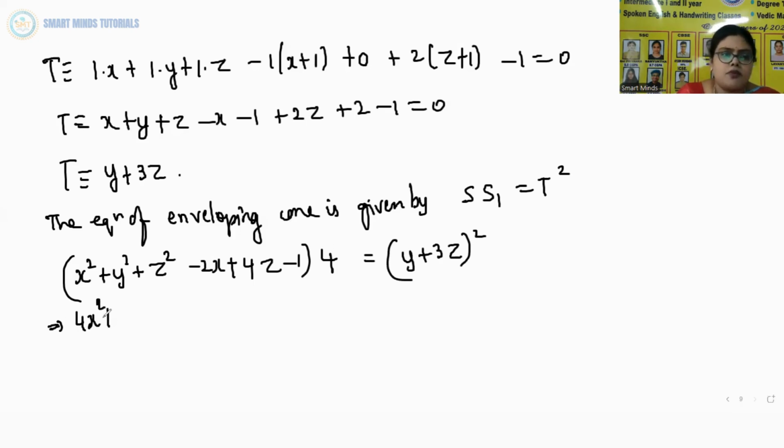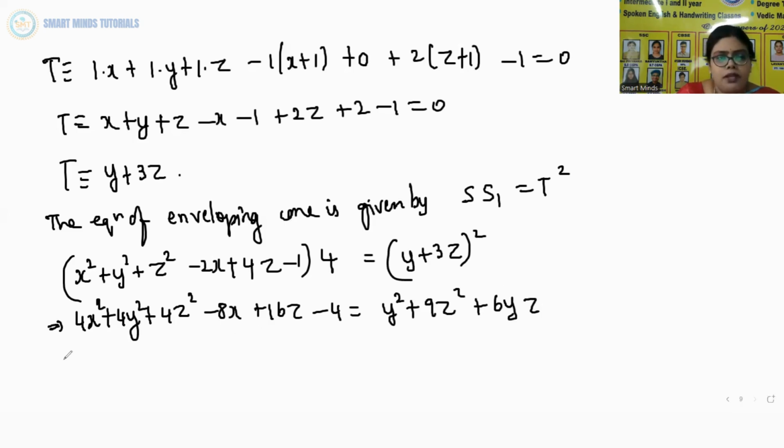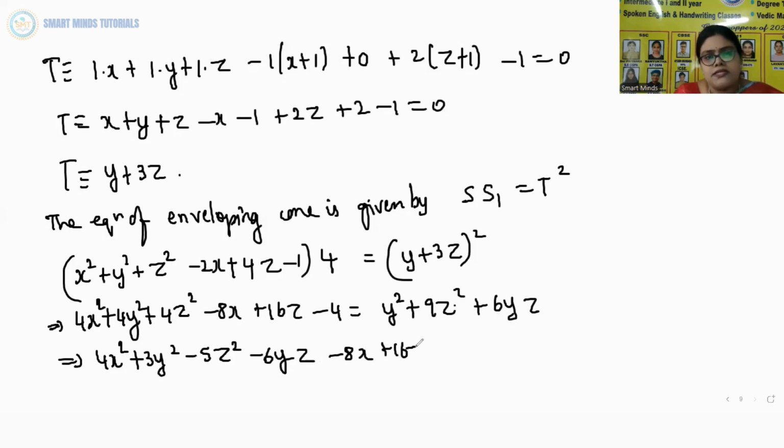Now let us multiply 4 with the whole bracket. So we get 4x² + 4y² + 4z² − 8x + 16z − 4 is equal to, now open the brackets here, (a + b) whole square, y² + 9z² + 6yz. Now bring all terms to one side, so 4x². Now 4y² minus y² is 3y². 4z² minus 9z² is minus 5z². Minus 6yz minus 8x plus 16z minus 4 is equal to 0. This is the final equation for the enveloping cone.